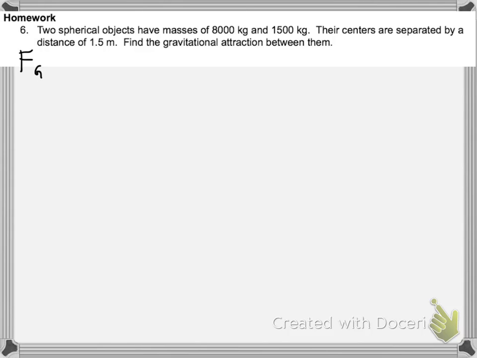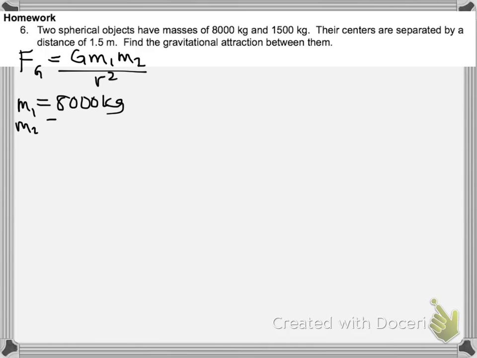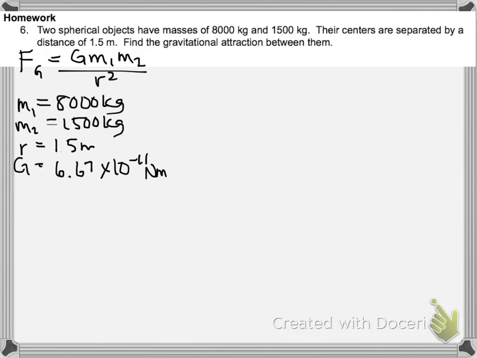We know that our formula for gravitational attraction is Fg equals G times m1 times m2, all divided by our radius squared. In the problem, they give us a mass 1 of 8,000 kilograms and a mass 2 of 1,500 kilograms. They also give us a distance, which is our radius, of 1.5 meters. And we know that our gravitation constant is 6.67 times 10 to the negative 11th Newton meter squared per kilogram squared. So we have all the information we need to plug into our equation.